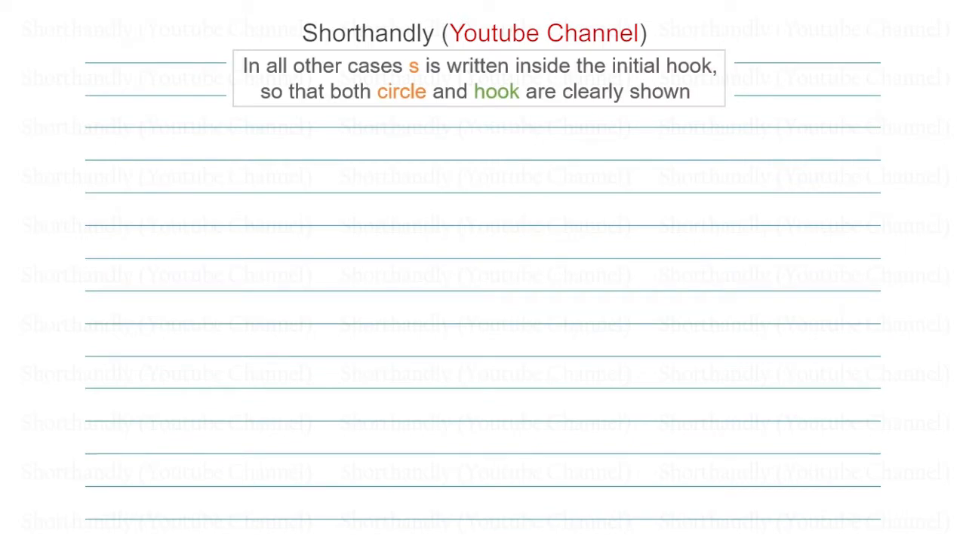So we have a statement here, so let's read the statement. In all other cases, S is written inside the initial hook so that both circle and hook are clearly shown. So what does this mean?